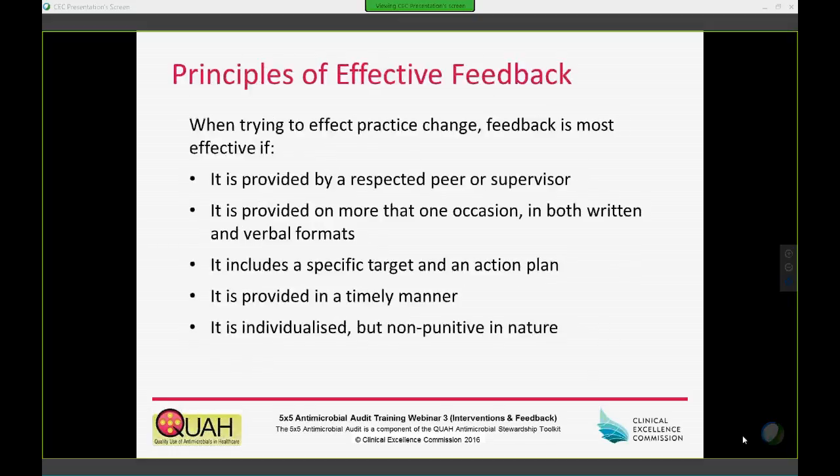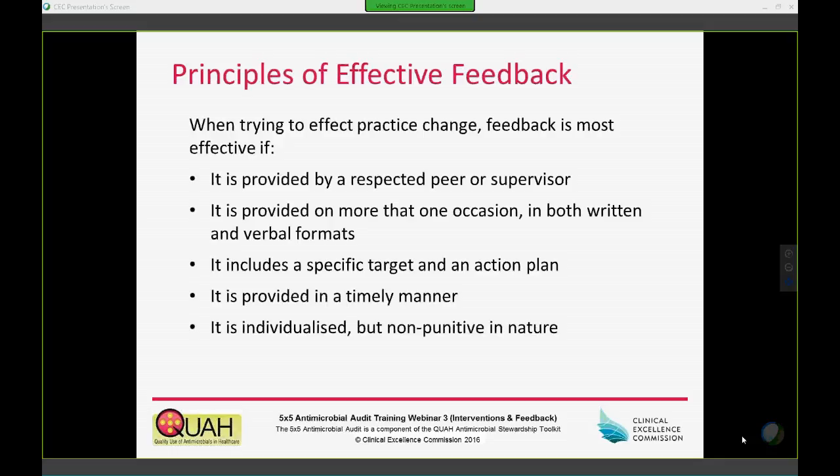On this slide, we've got some evidence-based guidance around what factors make feedback more effective in contributing to change in prescriber behaviours. There are a number of really excellent articles out there in the literature. Some of them we've listed as references in our audit user guide, and they include a Cochrane review, which summarises some of the key points that we've got listed here.